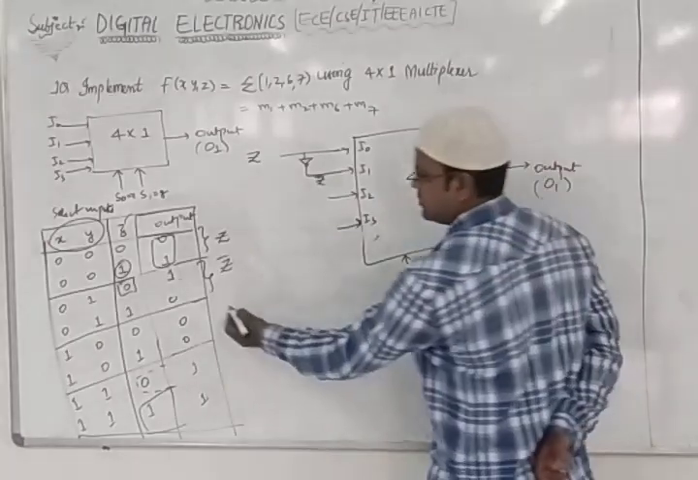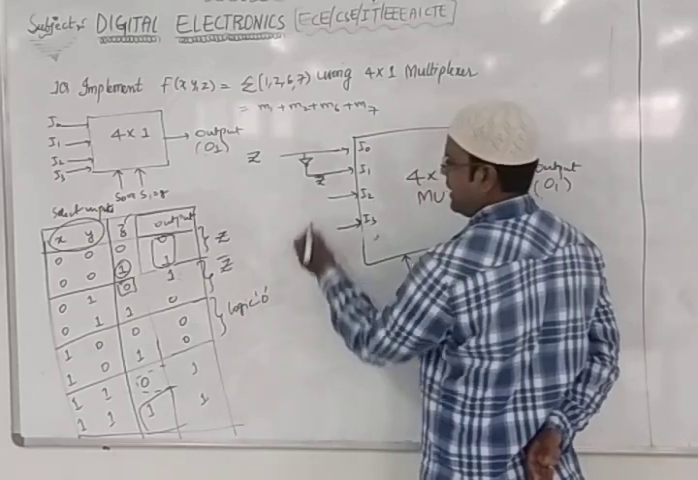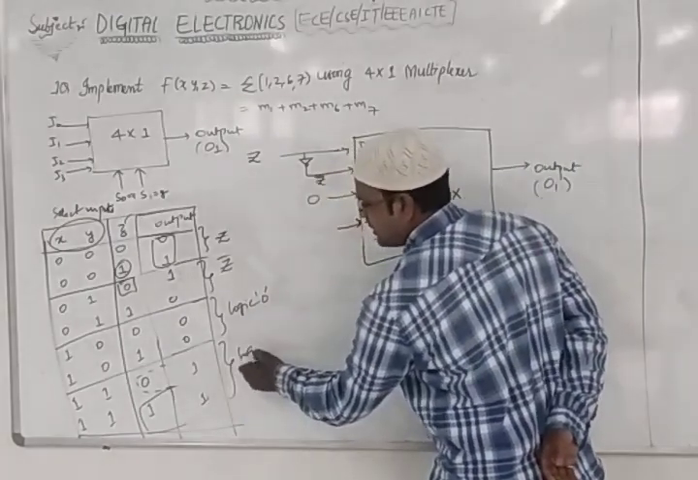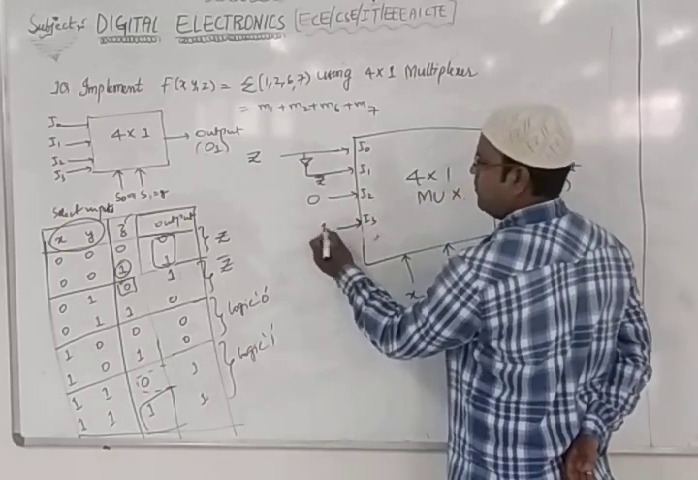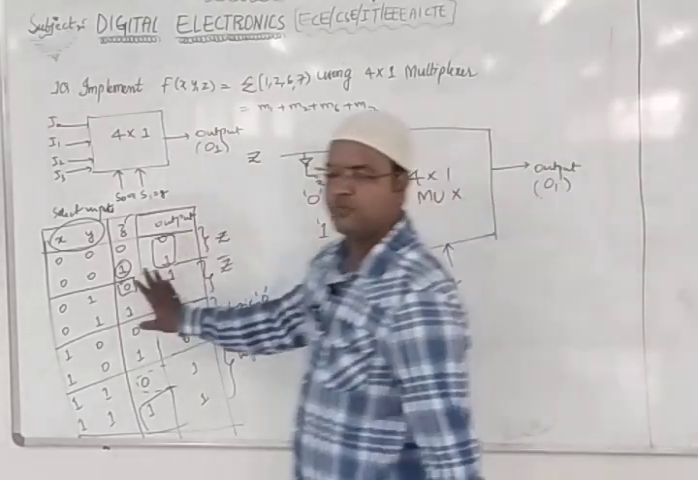For rest of these 2, both are 0, right? It is nothing but logic 0. So directly I'll give 0. Next, for rest of 2, I can take logic 1. So I'm connecting 1. So this is the way I designed. So what I did, students, I just based upon that.